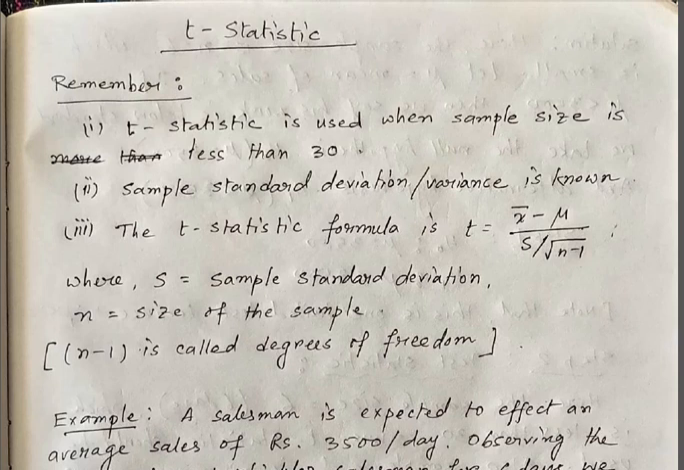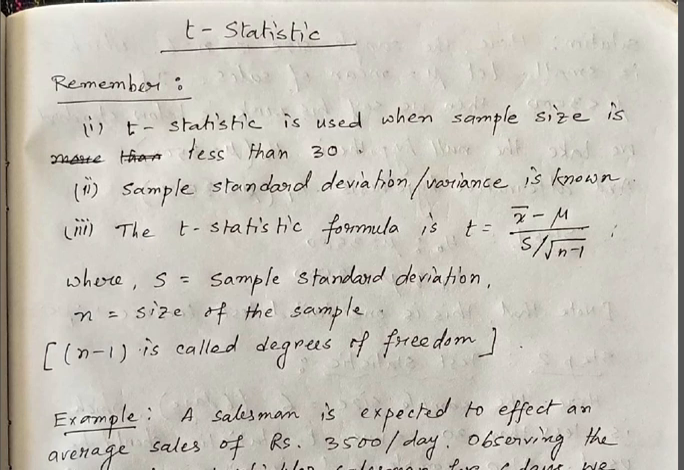Hello students. So we already learned Z statistic for single sample mean testing. Now we will learn T statistic. The difference between Z and T statistics: there are two methods. One is the Indian rule or Indian method, where sample size does matter.